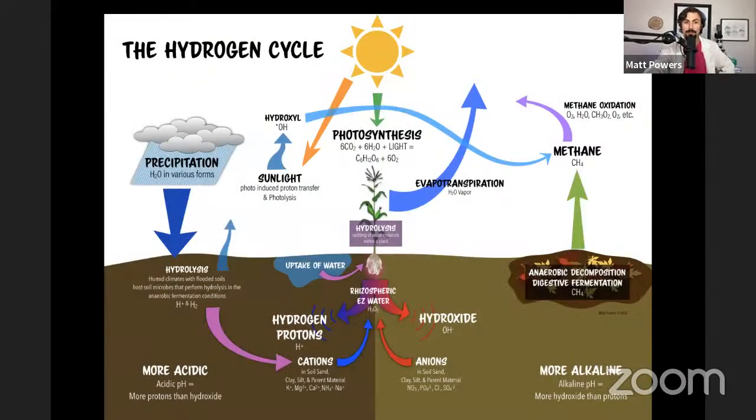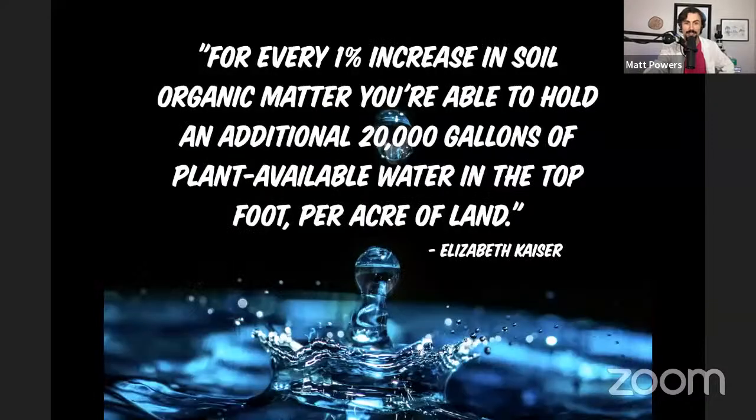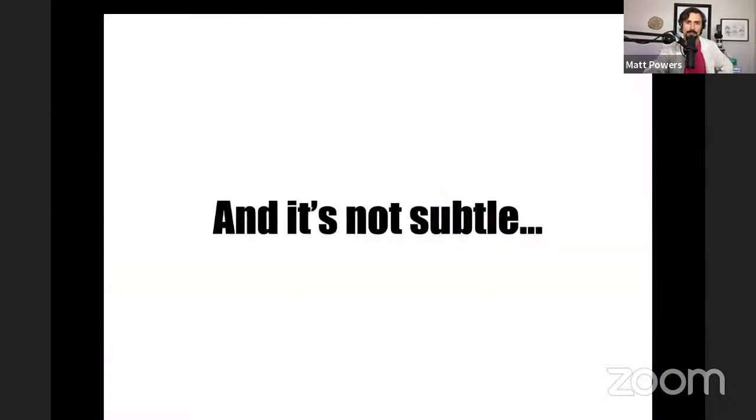And so the water that you have becomes the protons, which becomes the measurement in the pH scale. That's protons versus hydroxide. Above pH 7, measuring hydroxide. Below pH 7, it's measuring protons. So every 1% increase in soil organic matter, you're going to hold an additional 20,000 gallons of plant available water in the top foot per acre of land. So in other words, they're so inextricably linked. Water makes everything possible in life. And the carbon is what's holding it.